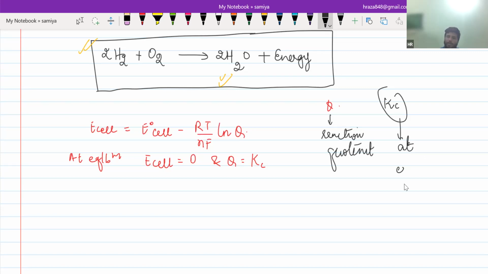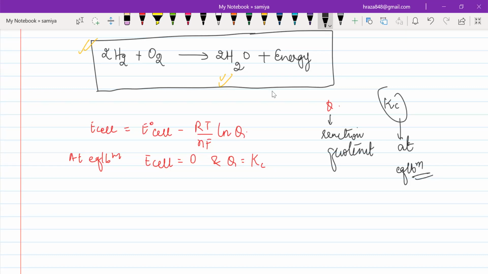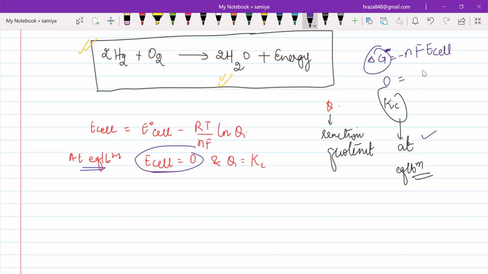You know what is equilibrium? The rate of forward reaction is equal to the rate of backward reaction. That is at equilibrium. So at equilibrium, the value of E cell will be equal to 0. Why? Because we had a formula, delta G is equal to minus nF E cell. So if at equilibrium delta G has a value 0, then E cell will also be equal to 0. Yes or no?